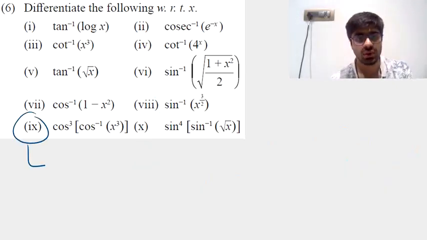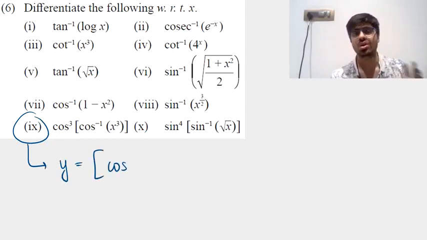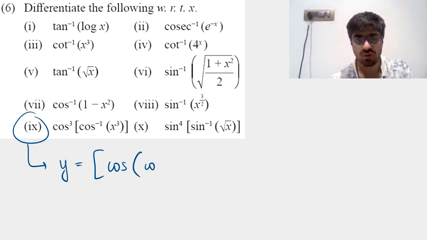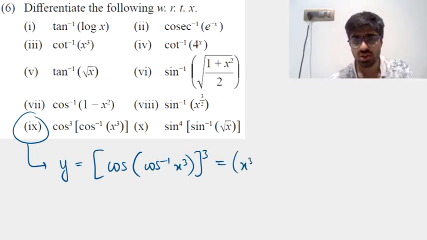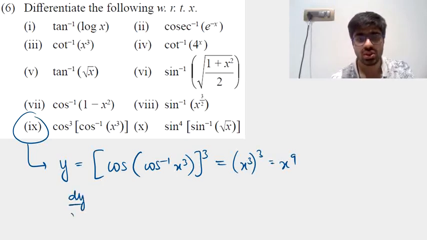Let's continue with the 9th one. You need to be a little careful here, because if I take y as the given function, see, cos cube theta is the cube of cos theta. So here cos cube theta is like cos of cos inverse x cube the whole cube. Cos of cos inverse x cube will be equal to x cube only. So we have x cube the whole cube, and this is x power 9. So dy by dx is going to be 9 into x power 8.